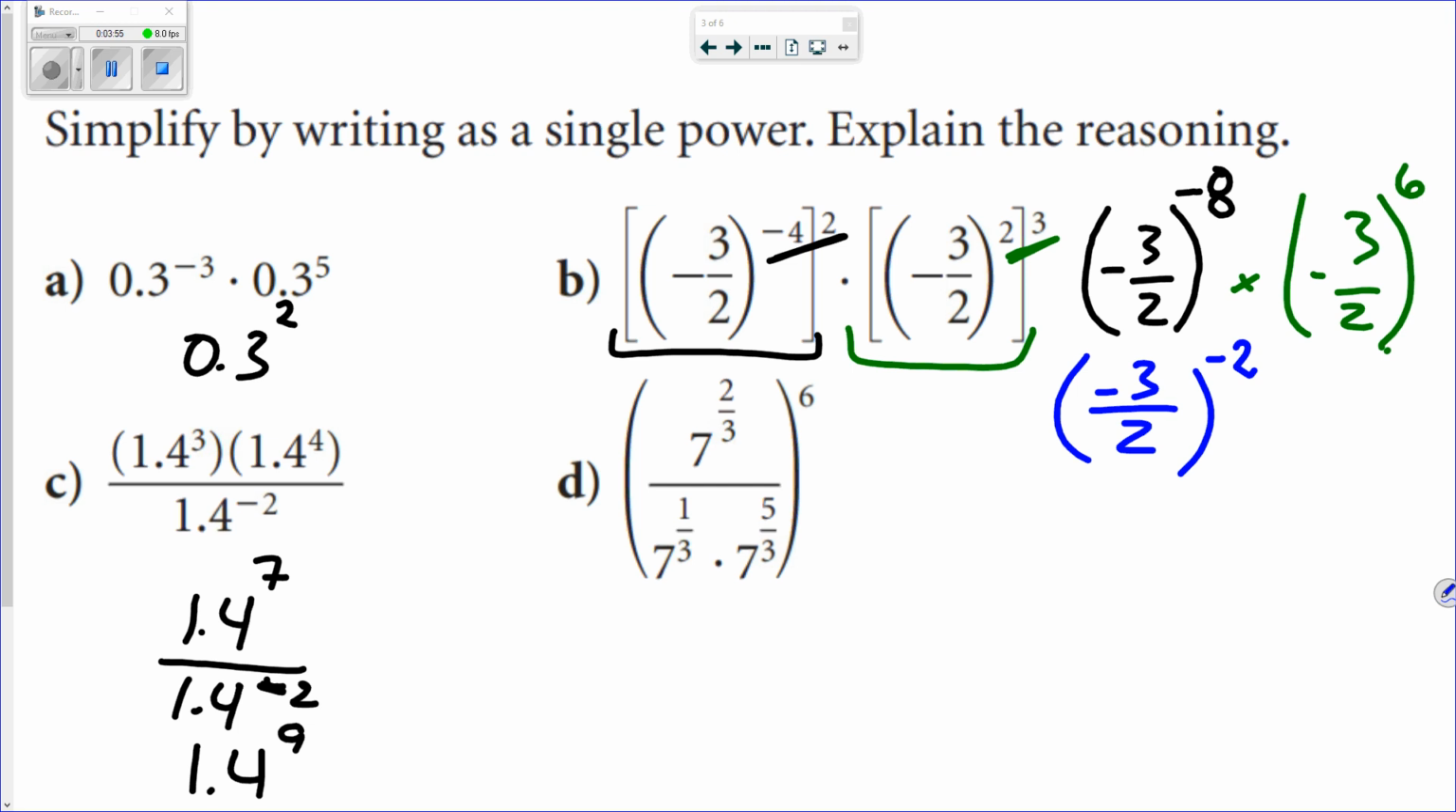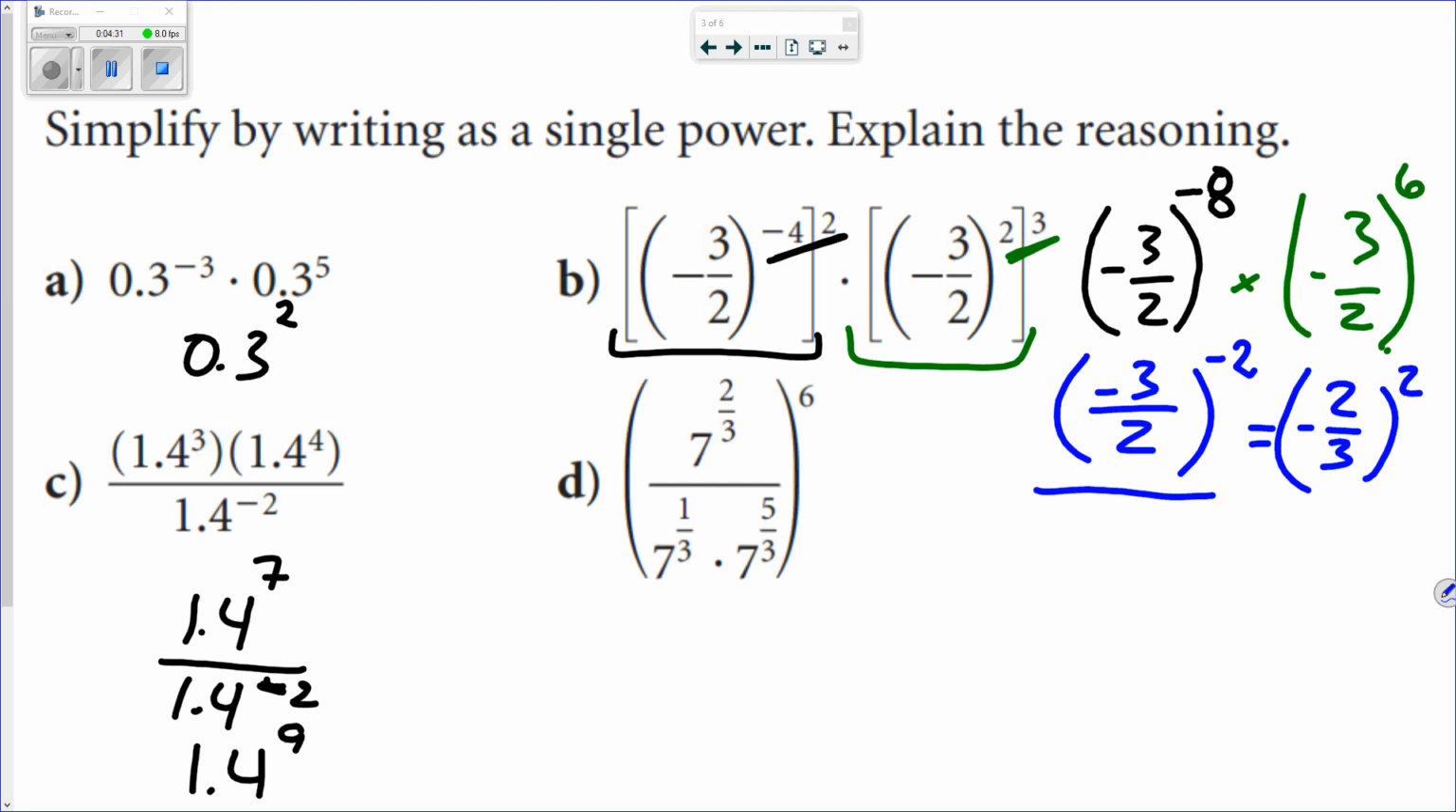We could go further, take the reciprocal, and end up with that. They're both correct. Unless the question says as a single positive power, you can stop here. That last bit is just an extra step if you're so inclined. So let's look at that last one now.